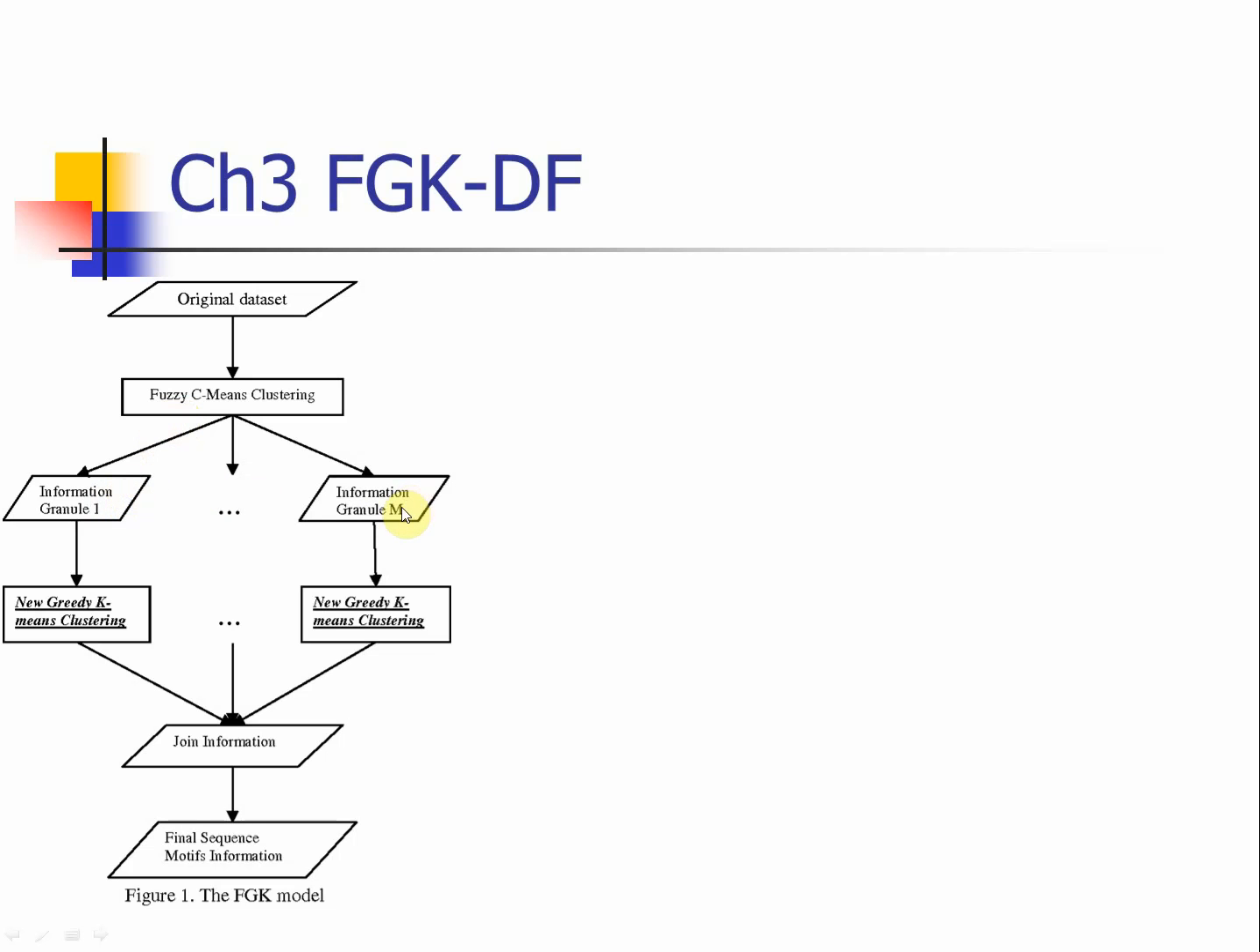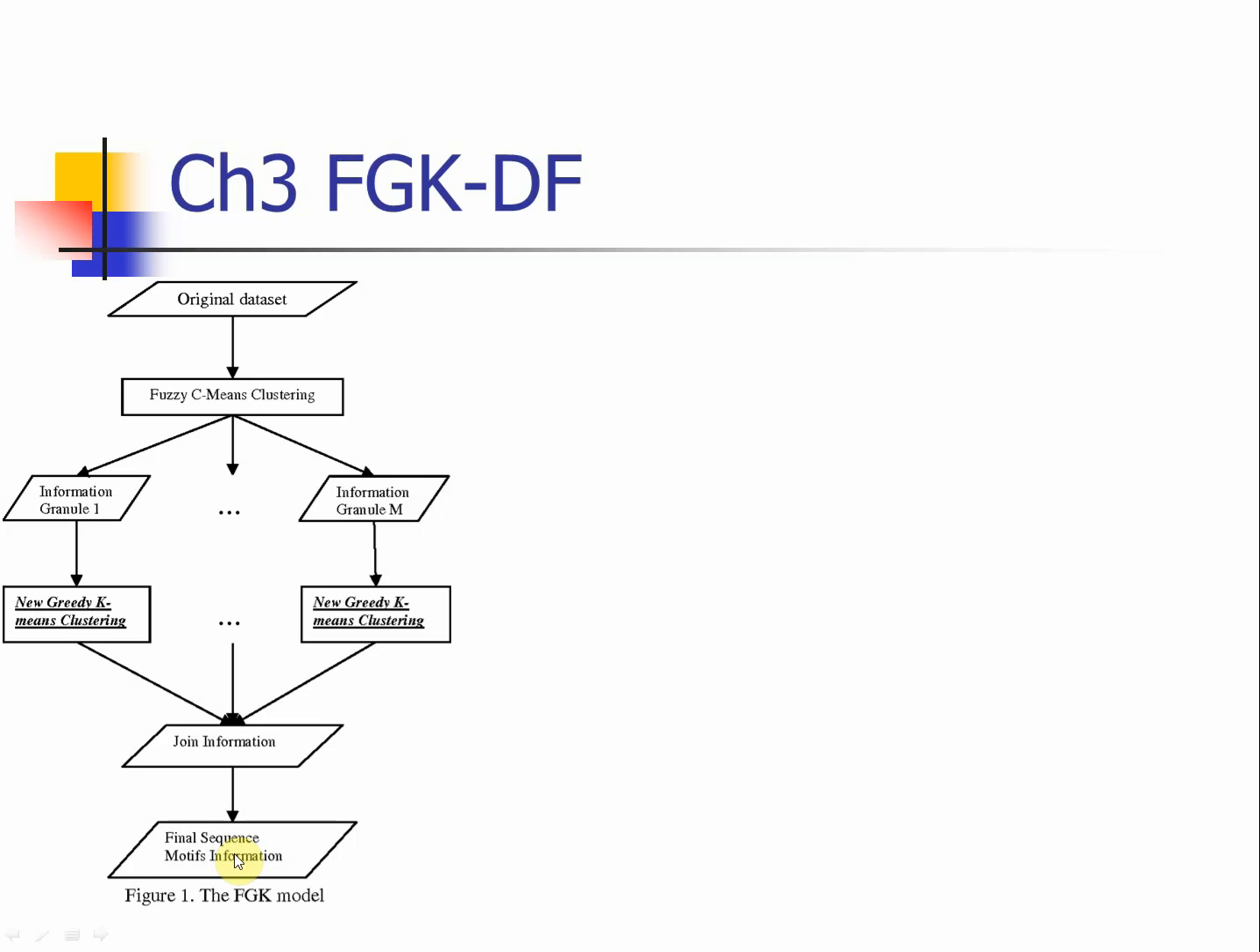For each information granule, we use the greedy k-means clustering to find the protein sequence motifs, and basically we try to join the information together. By looking into their secondary structure similarities, we can find some high quality protein sequence motifs. So that is what we discussed in chapter 1 and chapter 2 of the thesis.